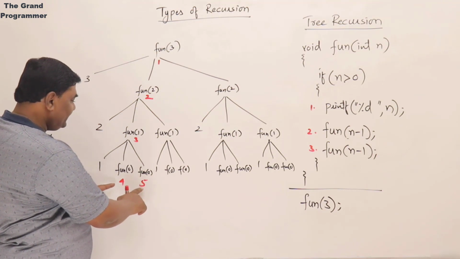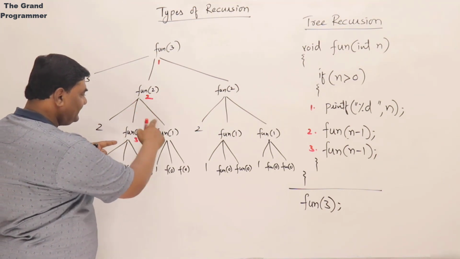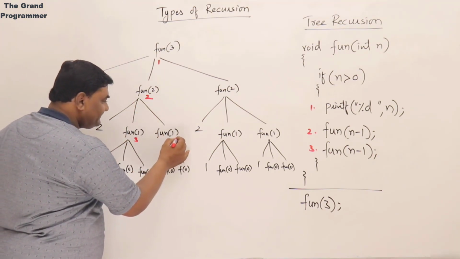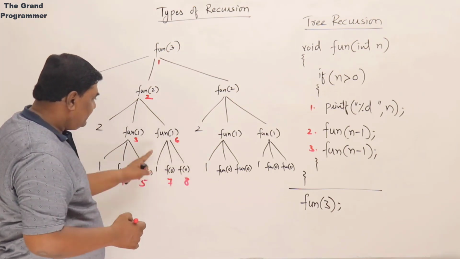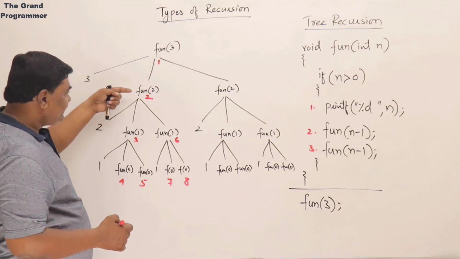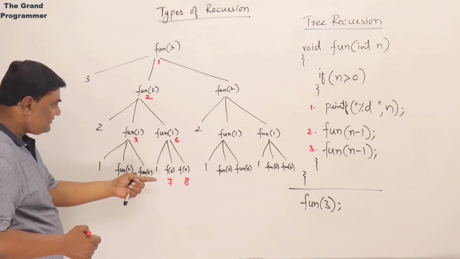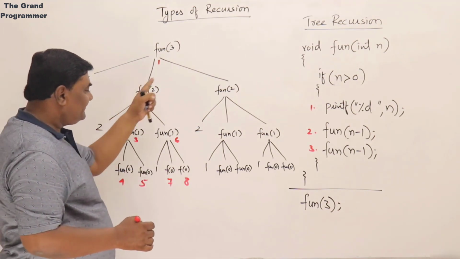Then as this has finished, it will go back and then it will make this call. So this is sixth call. Then under this, 7th and 8th. Now these are also finished. So under this, if you see, all the calls are completed. Now it will go to this one.